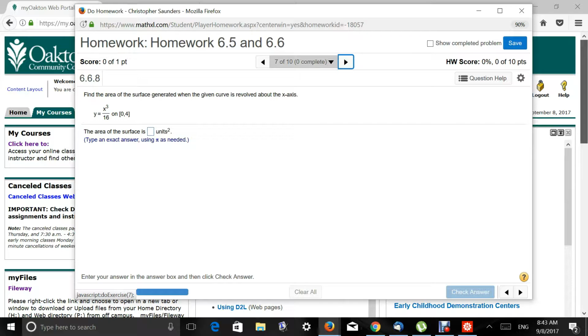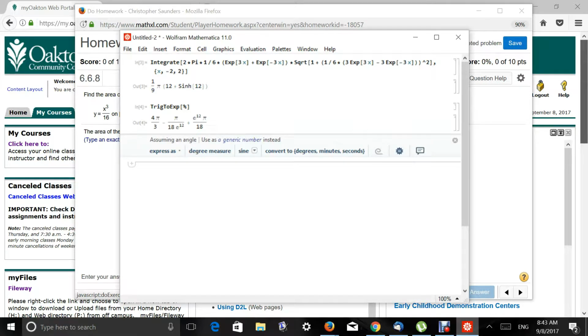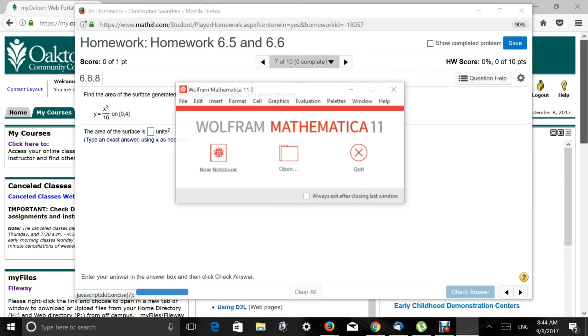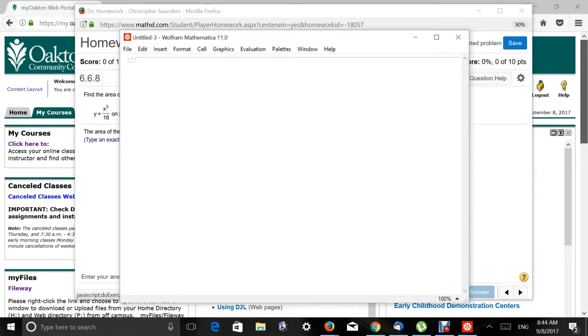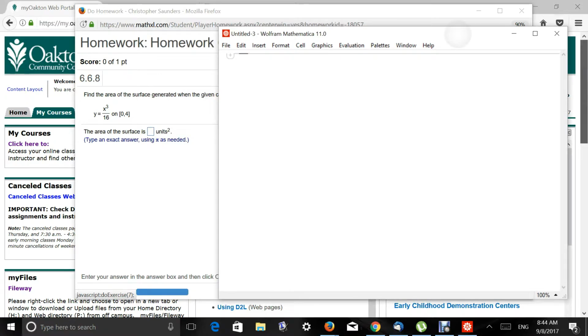When you open the program, let's open it from start. When we open it up, this is what we'll see. Let's see, they'll go to a new notebook. And it just looks like this. It looks pretty blank for right now, which is fine. So what we're going to do is we're going to use the function that's given over here.